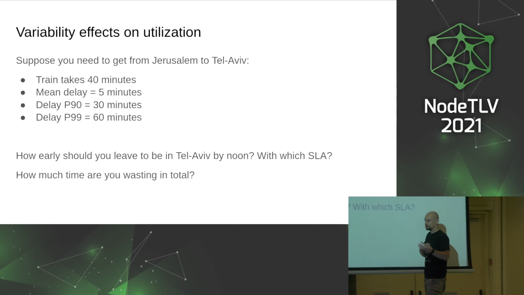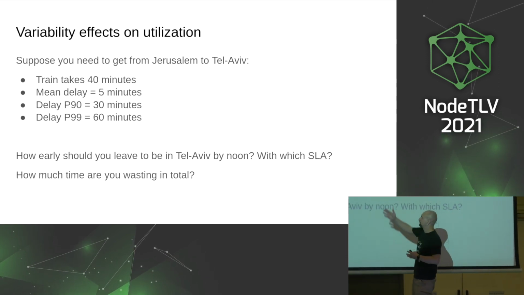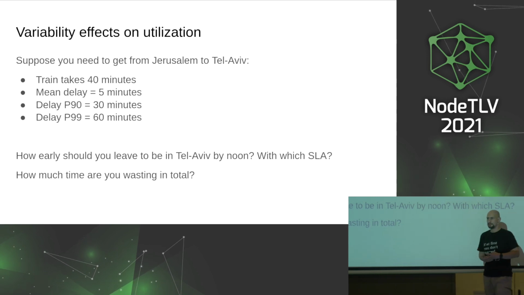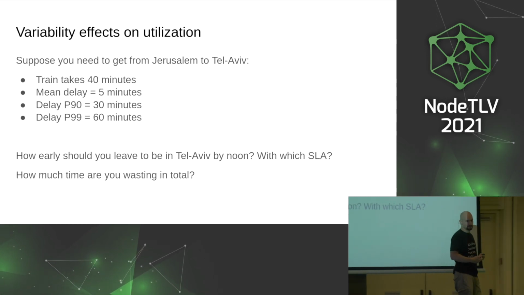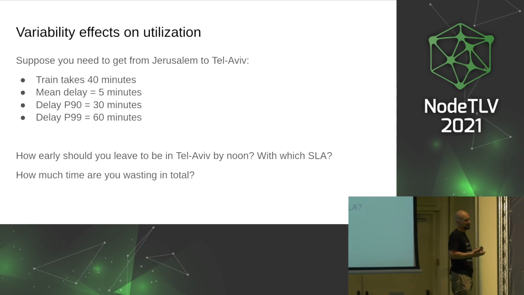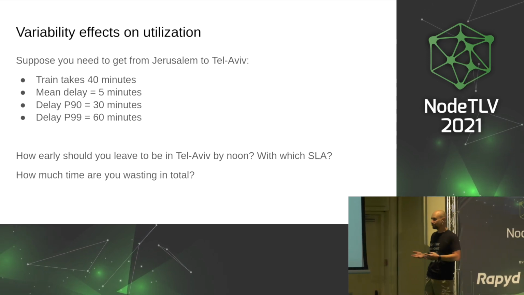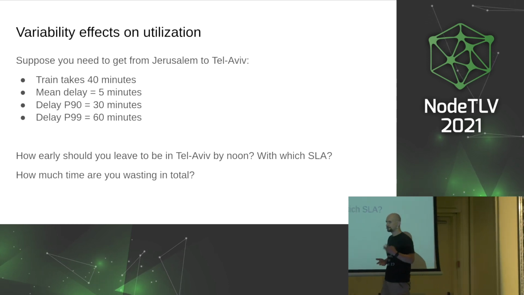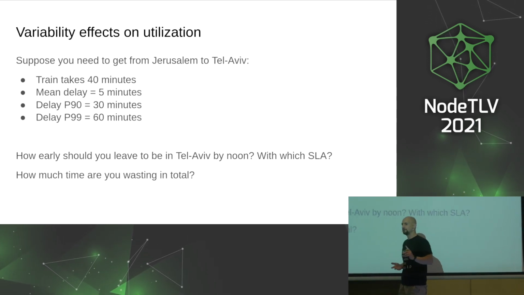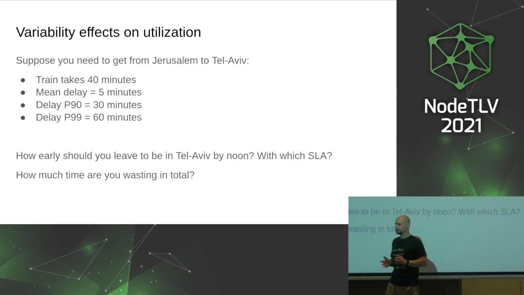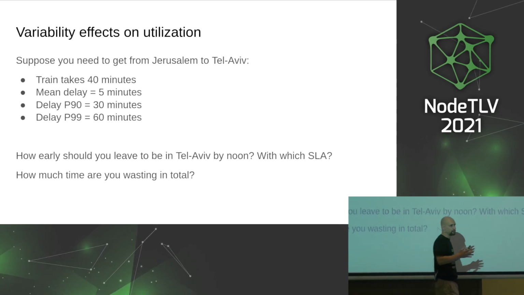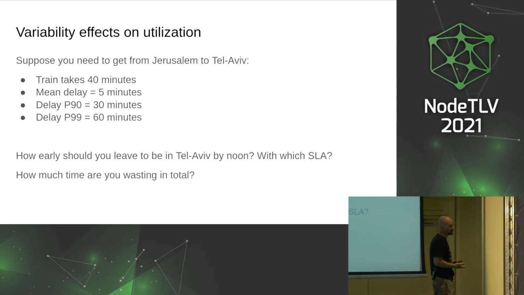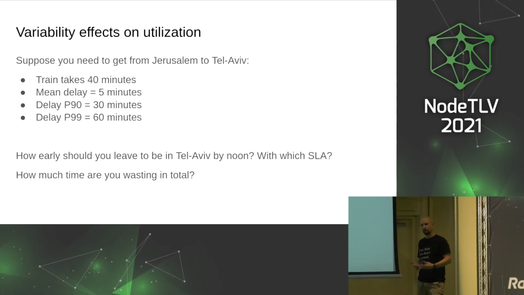But the problem is the train doesn't have an exact time that it takes from Jerusalem to Tel Aviv. Sometimes it takes 40 minutes, maybe it takes 40 minutes on average, but it's sometimes delayed. And of course, the average delay is maybe 5 minutes, but the P99 of the delay is 60 minutes. So if you have to be in Tel Aviv in 2 hours, and you have to be there with an SLA of, let's say, 99 point something %, this means that you have to be early at least 1 hour.